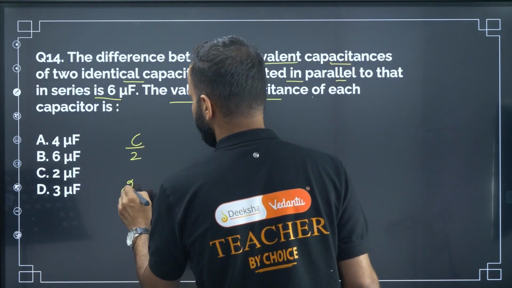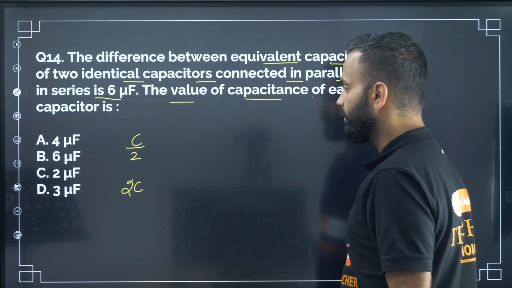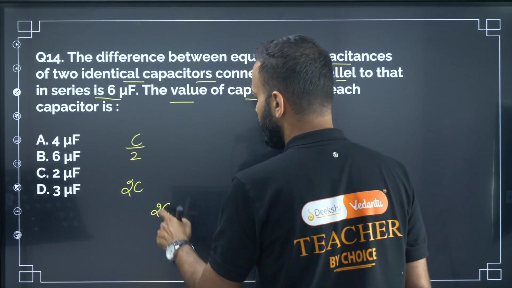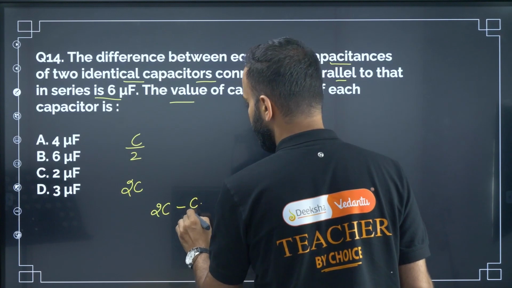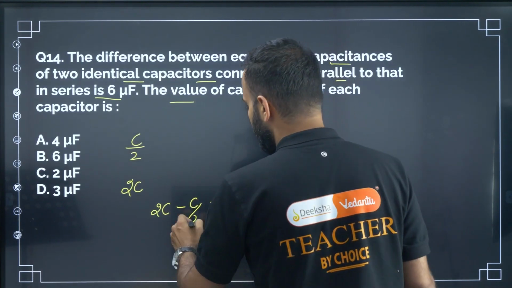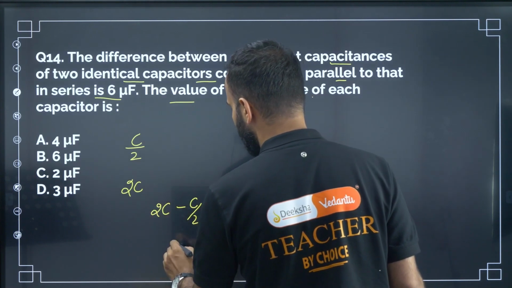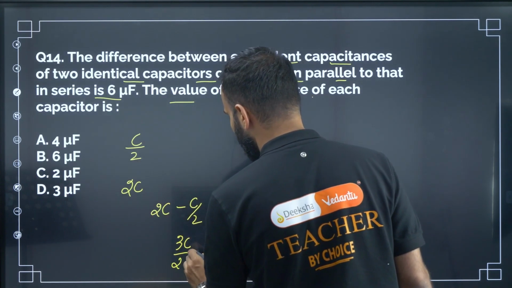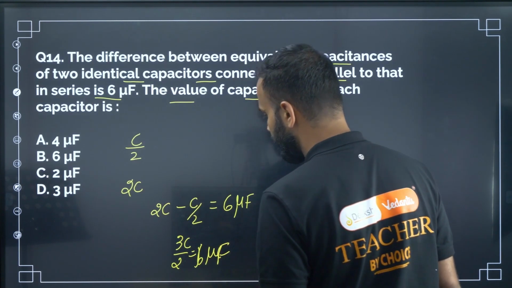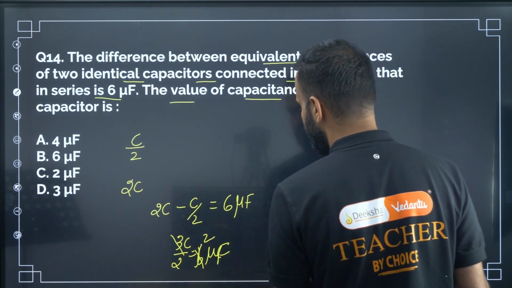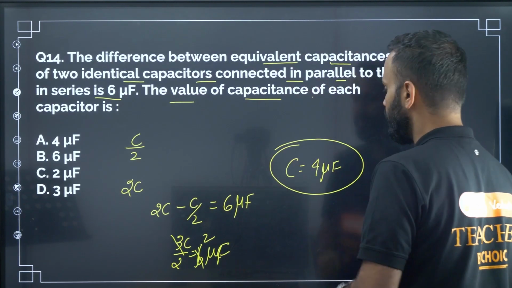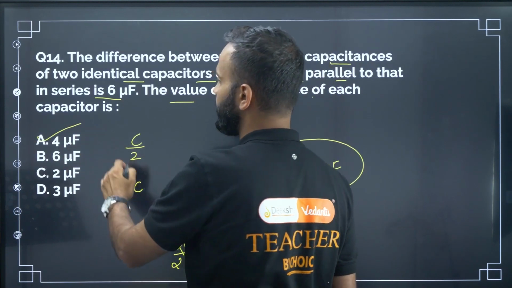And when it is in parallel, equivalent capacitance is 2C. Now the difference between these two capacitances, 2C minus C by 2, is equal to 6 microfarad. Now 2 into 2 is 4, 4 minus 1 is 3. So 3C by 2 is equal to 6 microfarad. So C equal to 4 microfarad. So the capacitance of each capacitor is 4 microfarad. So option A is the correct answer.